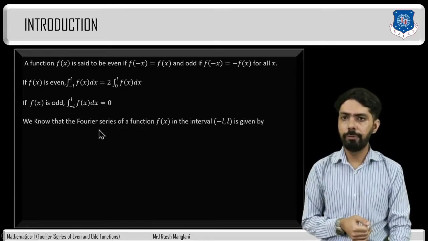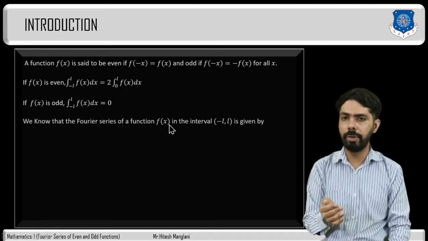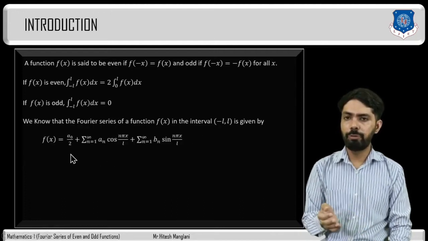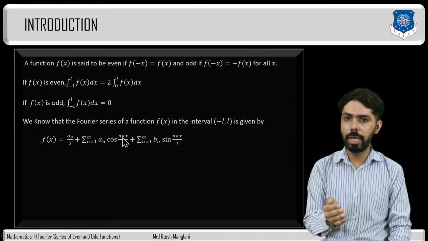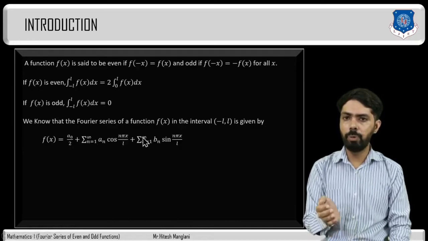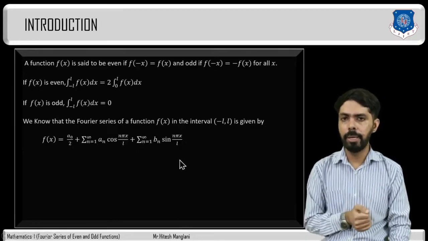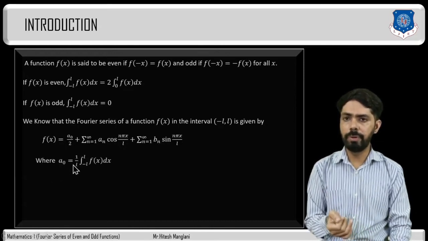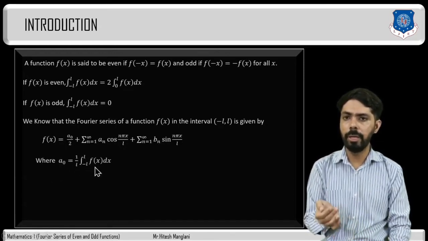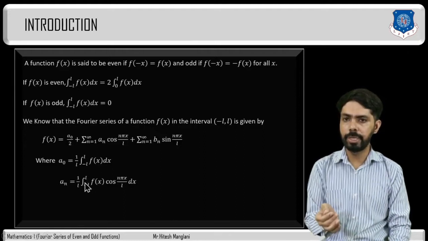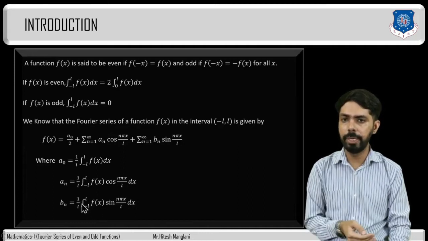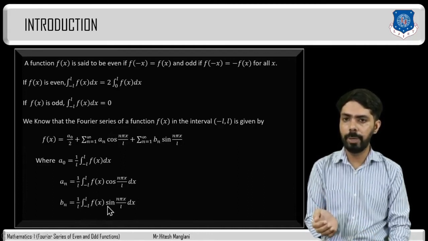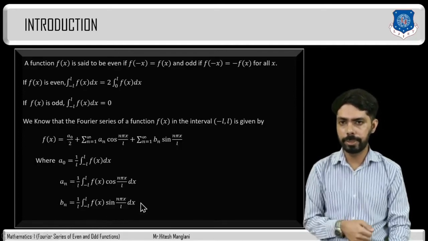Now we know that the Fourier series of a function f of x in the interval minus L to L is given by f of x is equal to a0 divided by 2 plus sigma n equal to 1 to infinite an cos n pi x divided by L plus sigma n equal to 1 to infinite bn sin n pi x divided by L, where a0 is given by 1 divided by L integration minus L to L f of x dx, an is given by 1 divided by L integration minus L to L f of x into cos n pi x divided by L dx, and bn is given by 1 divided by L integration minus L to L f of x sin n pi x divided by L dx.